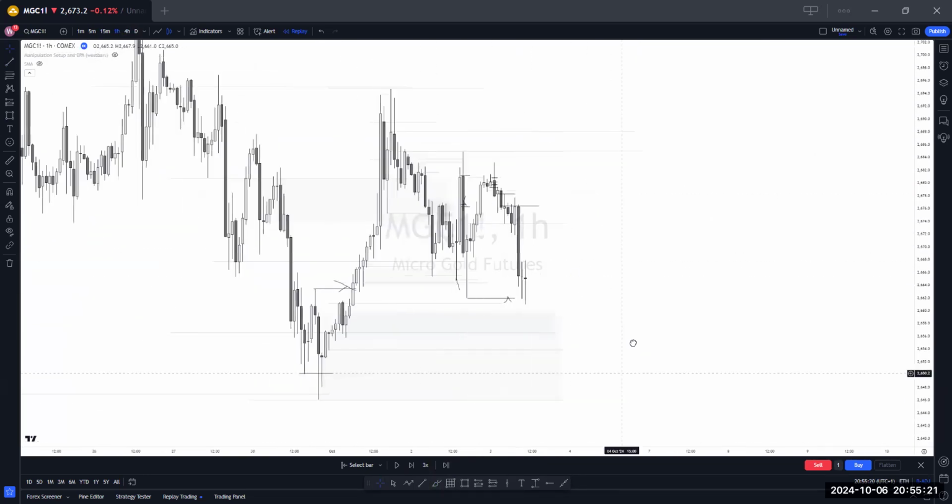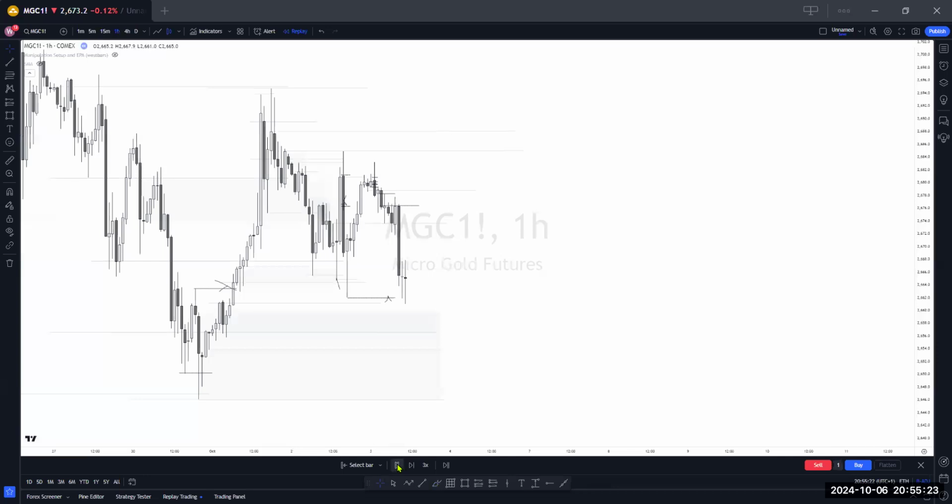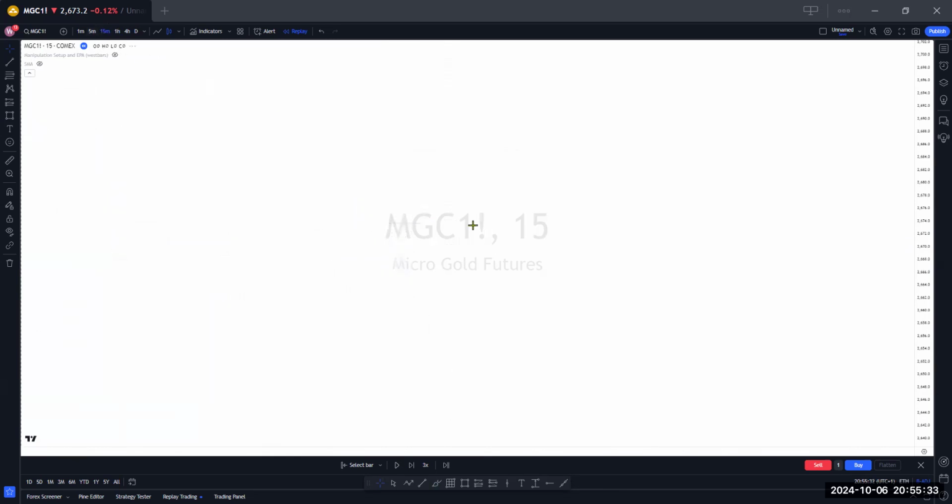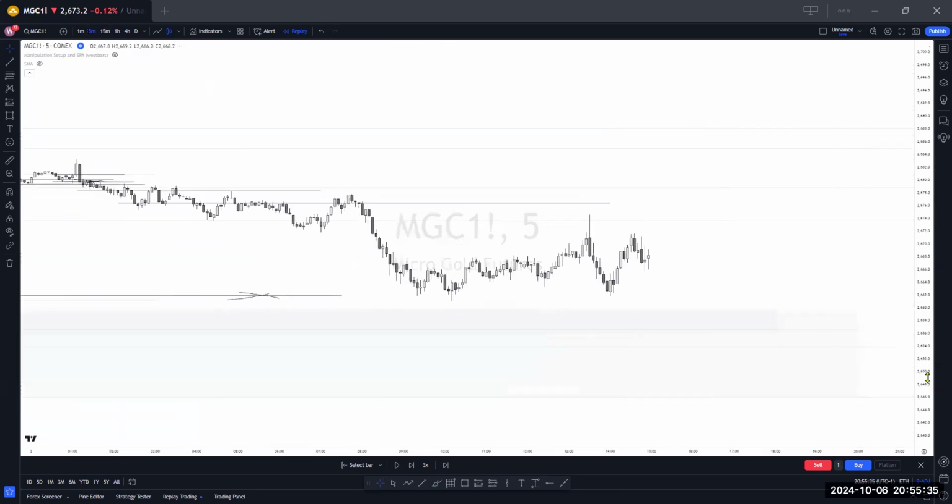Okay, so let's see. So I've marked the closest levels now. Let's see price start again. We just marked that level, right? So never forget, always go to get that entry. So let's see on M15, M5 if we get an entry there. Okay.